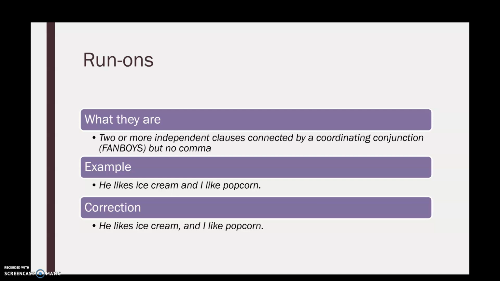You can fix them the same way that you fix fused sentences and comma splices. You could take out the comma there, take out the and, put a period between them. "He likes ice cream," period. "I like popcorn," period. You can do that. But in your head, you've already connected them. You already have the and there. So you might as well just make it easy on yourself and put the comma there.